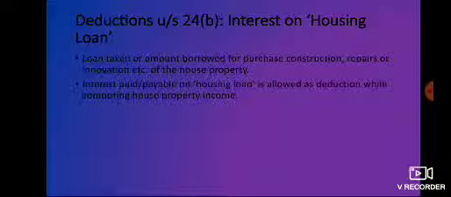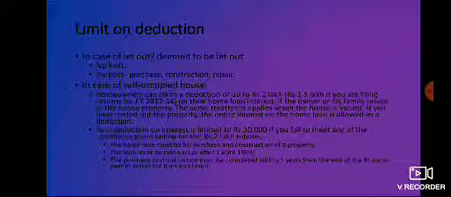Only the interest is allowed as deduction. Limit on deduction. Here, in case of let out or deemed to be let out, there is no limit on the deduction, if the purpose is for purchase, construction or repair. In case of self-occupied house, the homeowners can claim a deduction up to rupees 2 lakh. This is the limit. That means it cannot be more than 2 lakh. And rupees 1.5 lakh if you are filing returns for the financial year 2013-14. This is only for the year 2013-14 on their home loan interest.